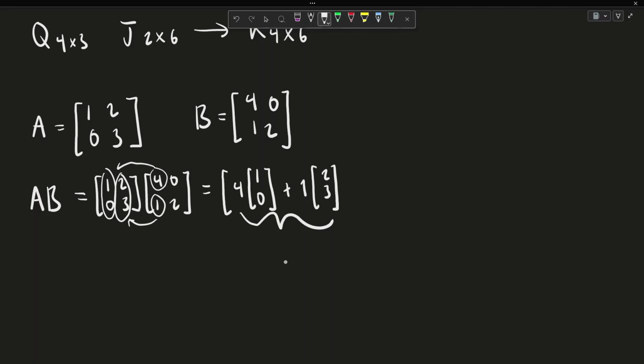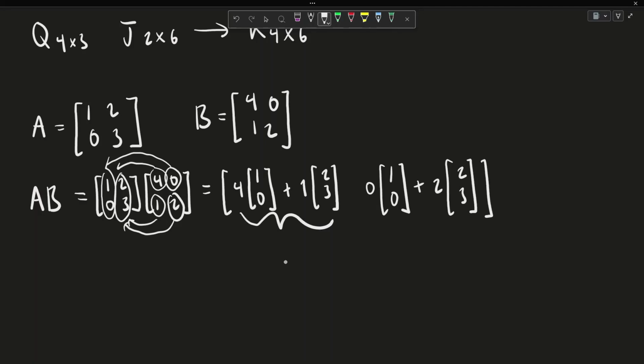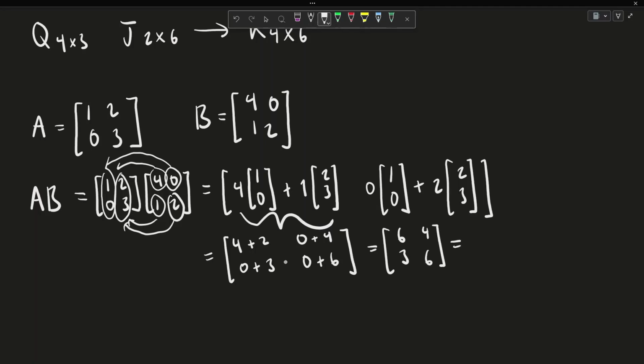The second column of the alpha matrix then is obtained by taking 0, multiplying it by the first column. So we have 0 times 1, 0, and 2 multiplied by this second matrix, plus 2 times 2, 3. And this will give us our final output matrix. So what we'll find is that we have 4 plus 2 over 0 plus 3. That's our first column. And 0 plus 4 and 0 plus 6, which in total will give us 6, 3, 4, 6 as A times B.